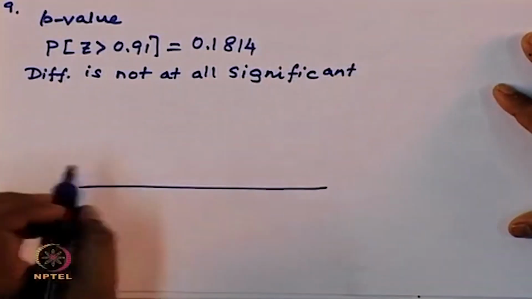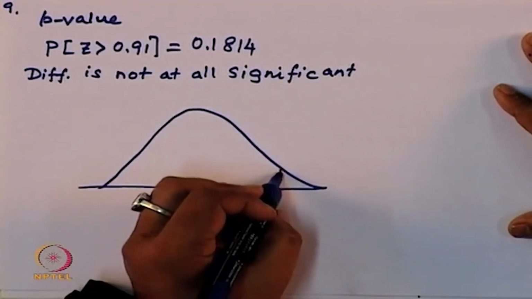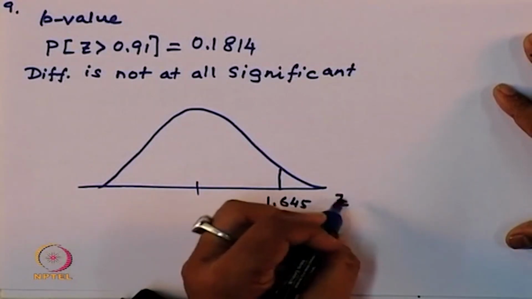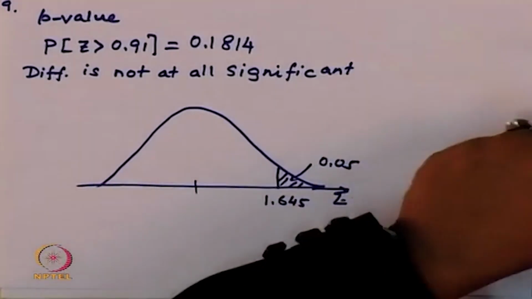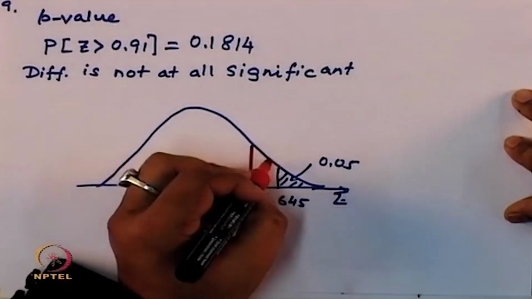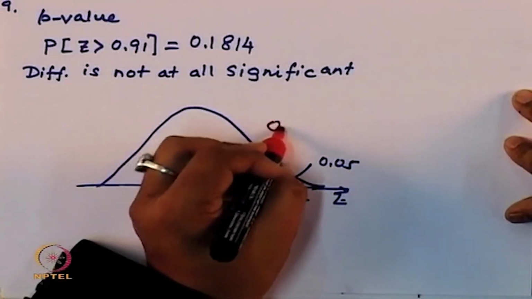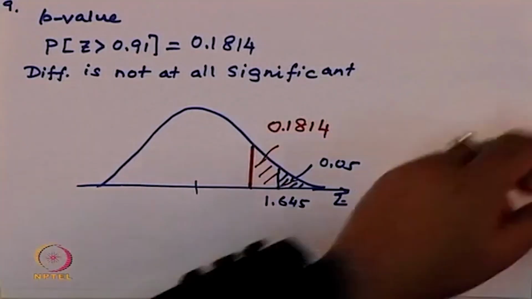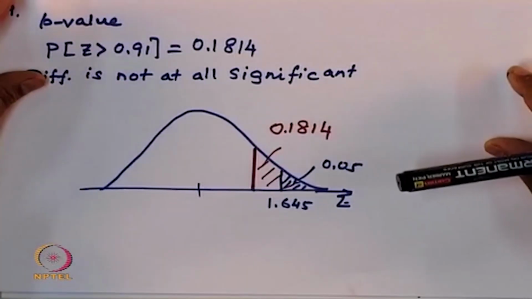If I were to draw the same, this is 1.645 of z, corresponding to 0.05, the area under this curve. But what you got is something like this, and the area under this curve came out to be 0.1814. So you cannot make the assertion that the daily intake has increased significantly.